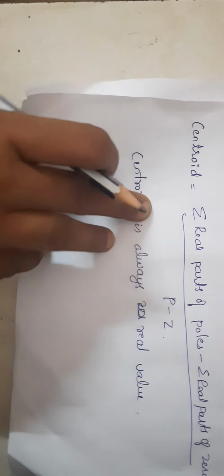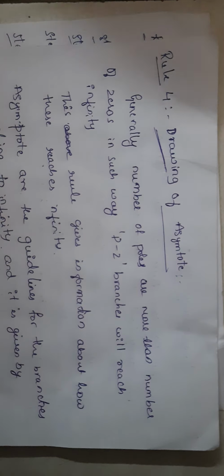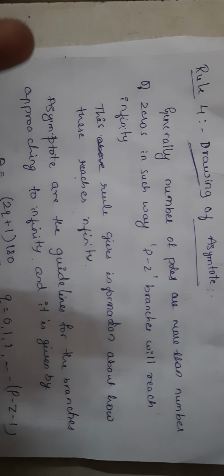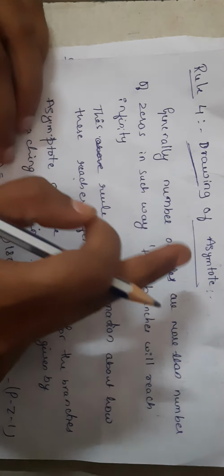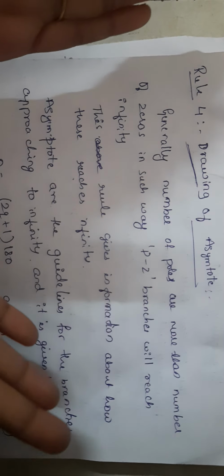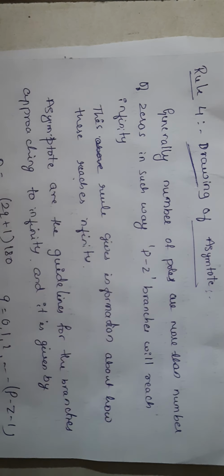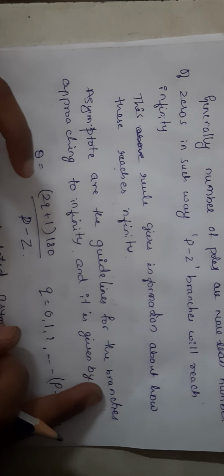Okay, next we will see rule number 4, that is drawing the asymptotes. Generally the number of poles will be more than the number of zeros, in such a way that drawing the asymptotes will give the information about how the branches will reach infinity, how the branches will start and how they will move. This asymptote will give the guideline for the branches that approach infinity.